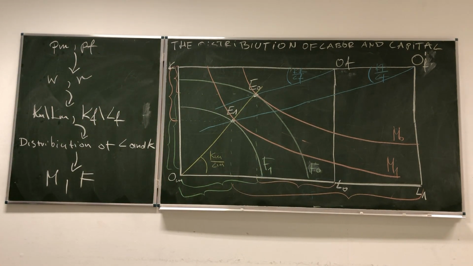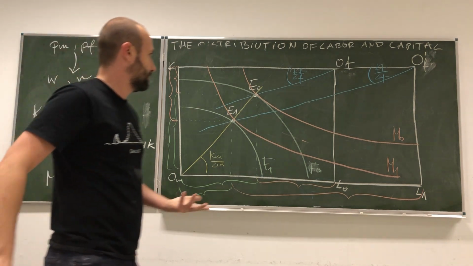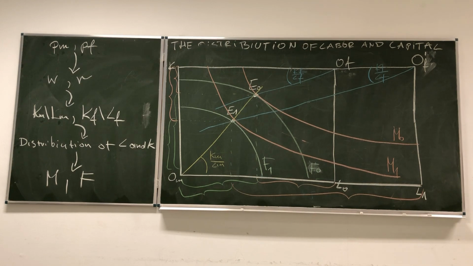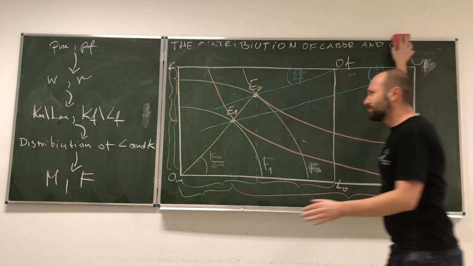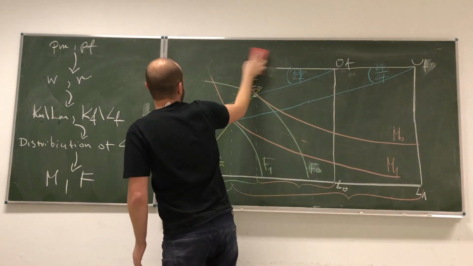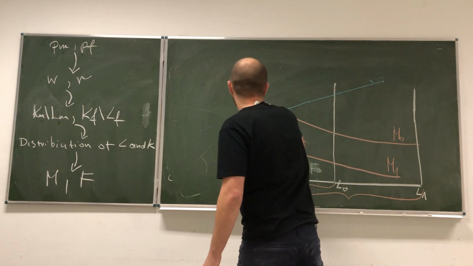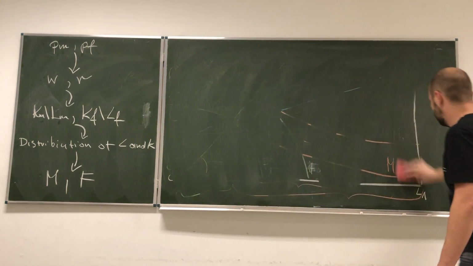Okay, now the last thing I wanted to show you about the distribution of labor and capital is the relationship between the shares. But this one we need to do mathematically. But of course, this derivation is going to be extremely easy.